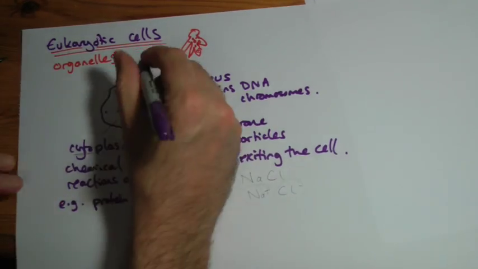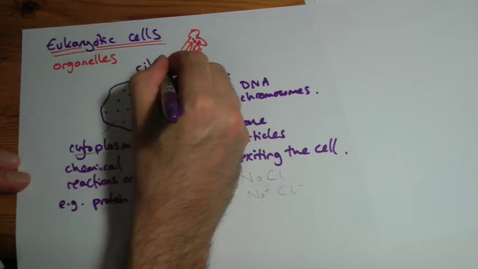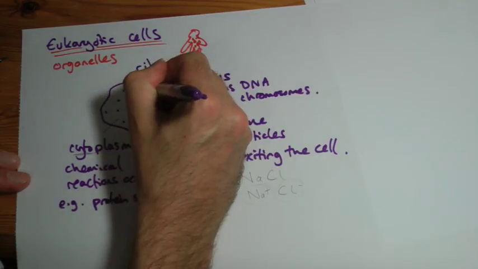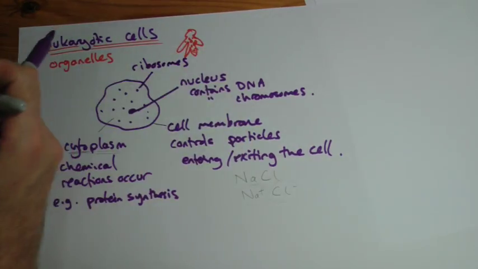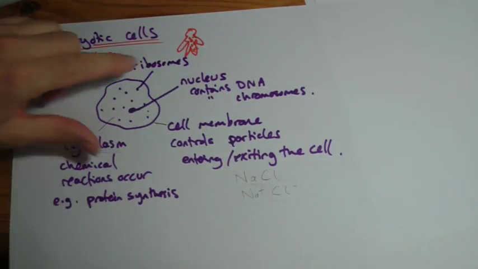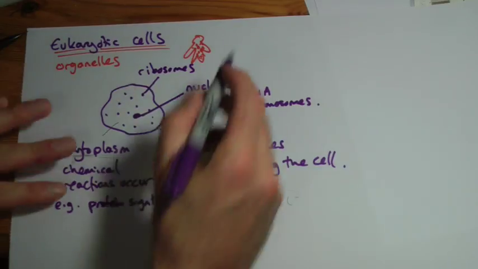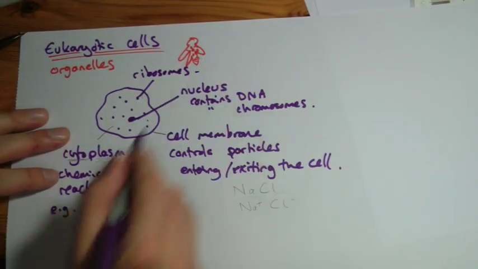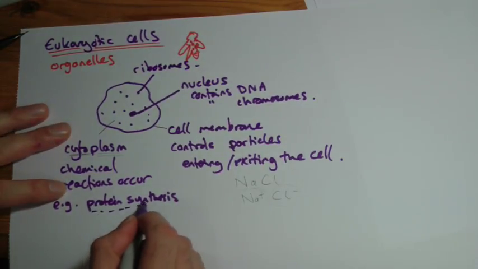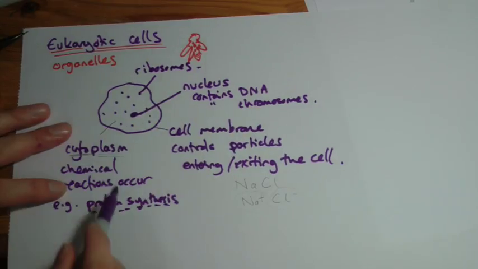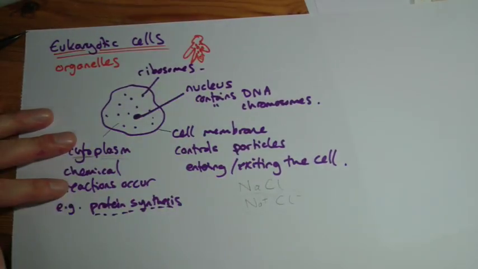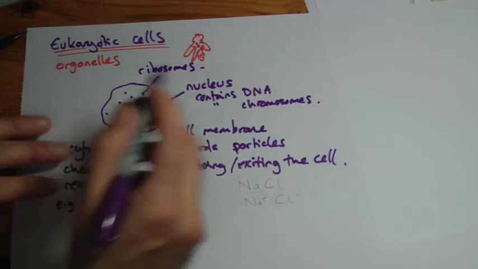Let's label a couple. So these ones here are called ribosomes. These are the little dots. They're not labelled, I don't think, in your textbook, but that's what they are. They're called ribosomes. And they're specifically where protein synthesis happens. They're in the cytoplasm, and that's specifically where protein synthesis occurs. You'll find more about those later.